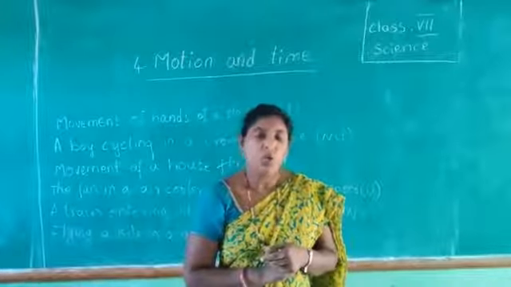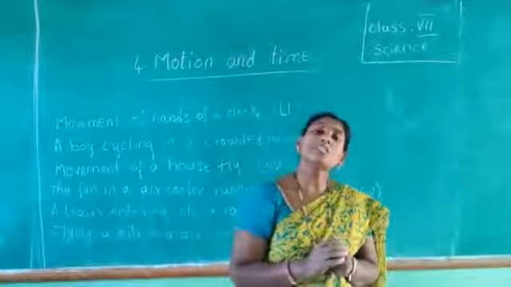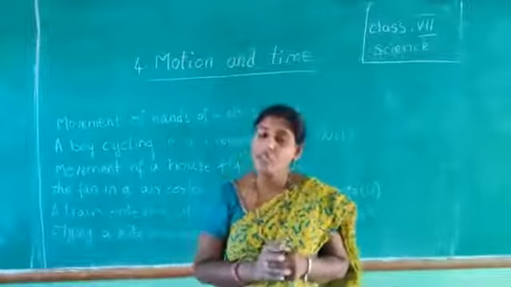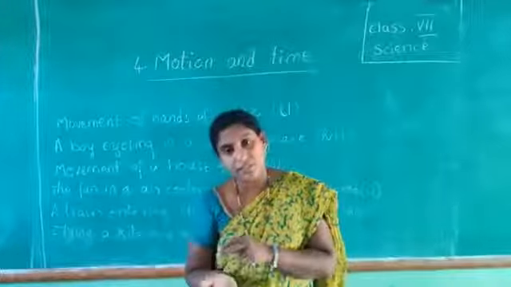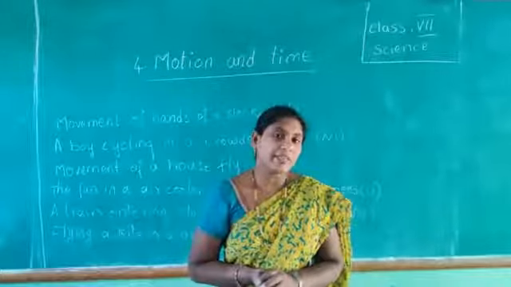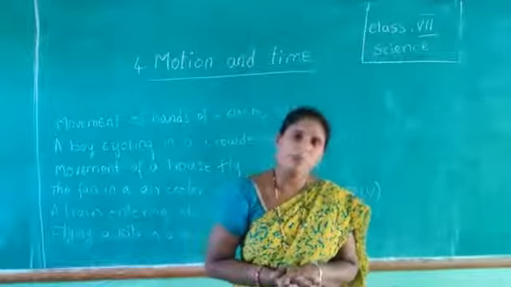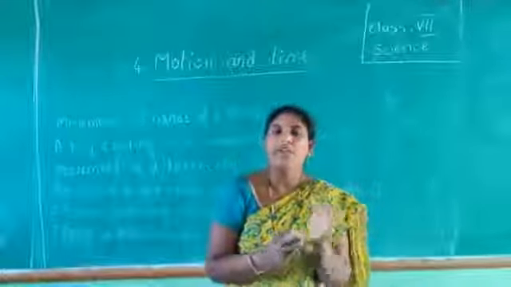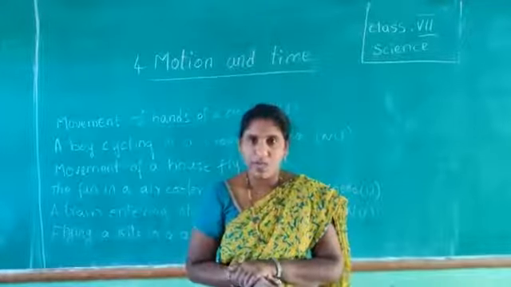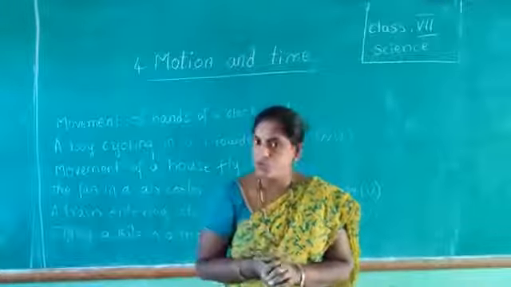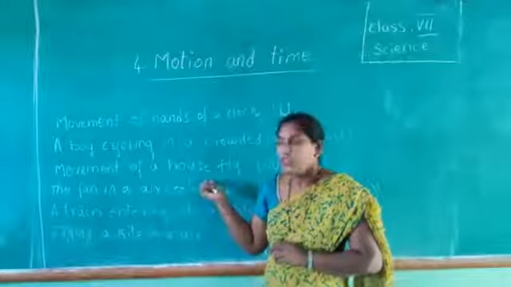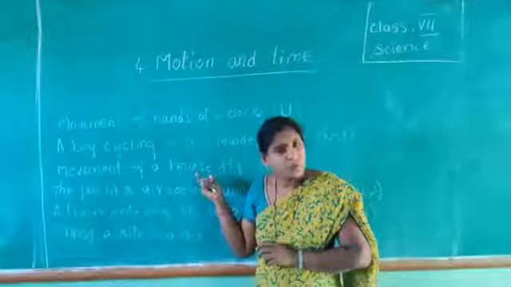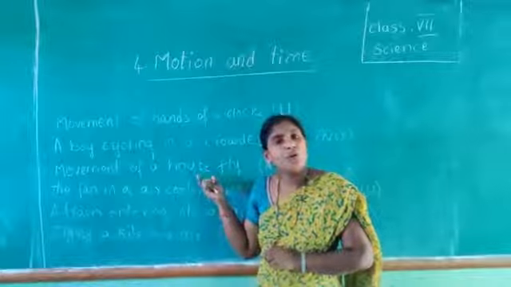Is it clear? So, if a body travels unequal distances in equal intervals of time, or equal distances in unequal intervals of time, or unequal distances in unequal intervals of time, then the body is said to be in non-uniform motion. Is it clear to you? Till now we have discussed what is uniform motion and what is non-uniform motion. Now, listen here, children. I have written some questions on the board. By seeing these questions, can you identify what type of motion it is, whether it is a uniform motion or a non-uniform motion?